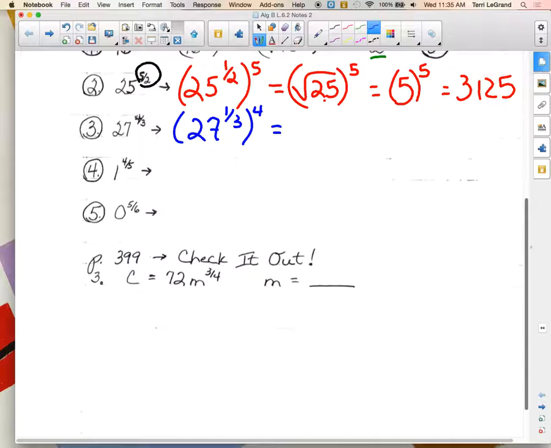So 27 to the 1/3 power really means what? The third root of 27. Find the third root of 27, and then after you have that, take it to the 4th power. Or in other words, the third root means what times itself 3 times gives you 27? 3. So the third root of 27 becomes 3. And now we have 3 to the 4th power.